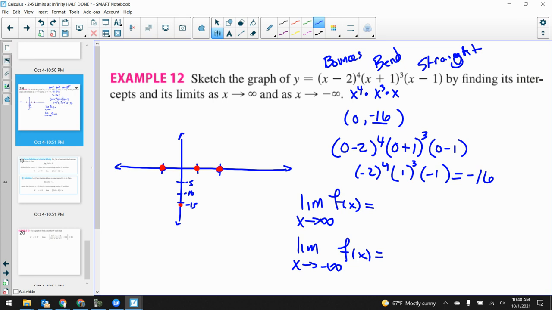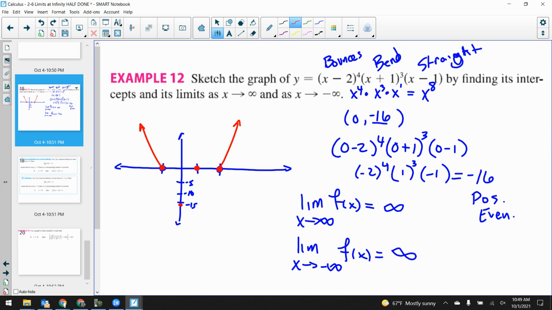So all in total, what's my highest power on x? X to the eighth. Add the exponents. So I know this is a degree of 8, meaning it's going to either go up or down together. If these are all positives, positive times a positive times a positive is another positive. So this is a positive even. Positive even, so positive, positive. That means it goes up, up.